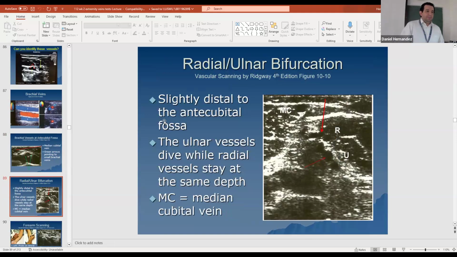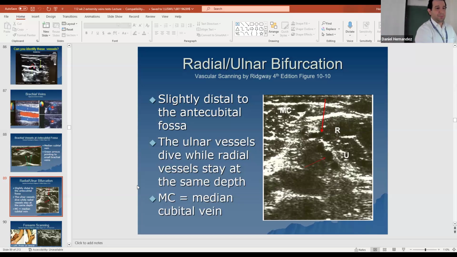The radial and ulnar bifurcation. Just keep in mind when we're talking radial and ulnar that the brachial artery and veins actually extend past the antecubital fossa, past the elbow, into that proximal forearm. So the radial and ulnar don't actually come off until that proximal forearm. So there is a segment in that forearm where it's still brachial. Just keep that in mind.